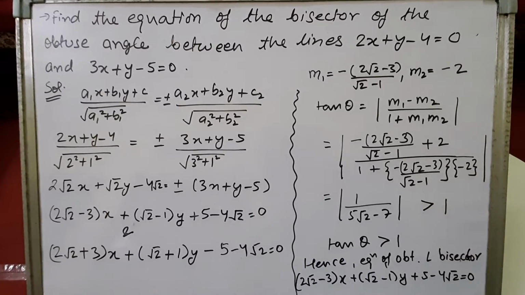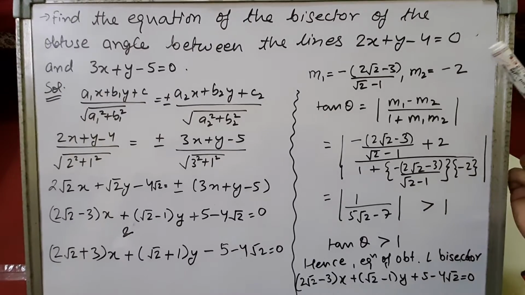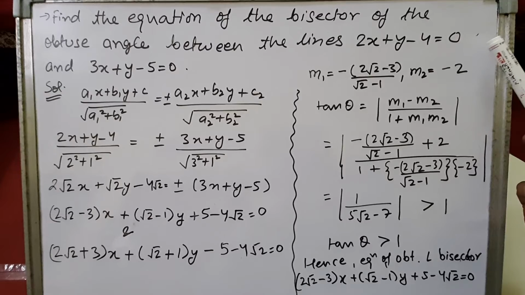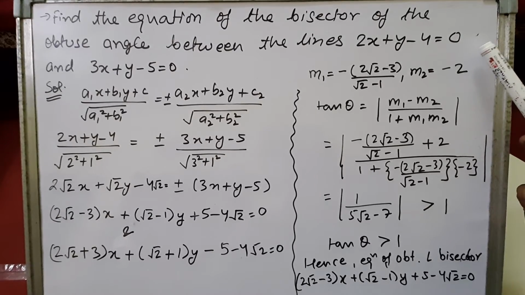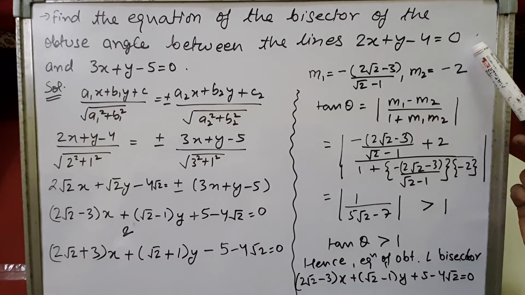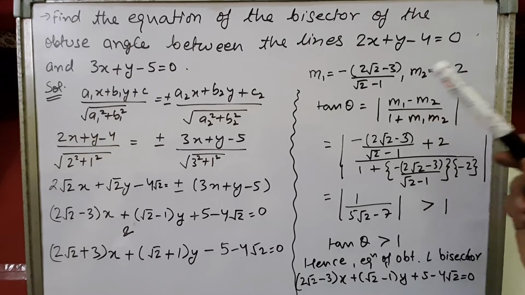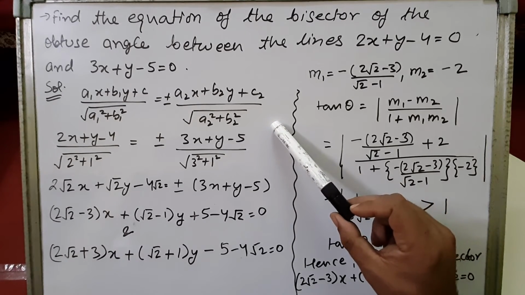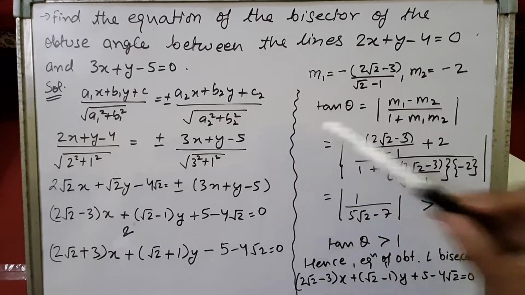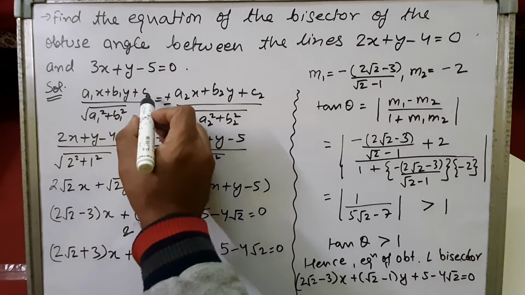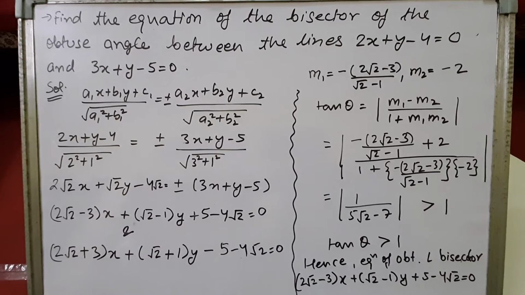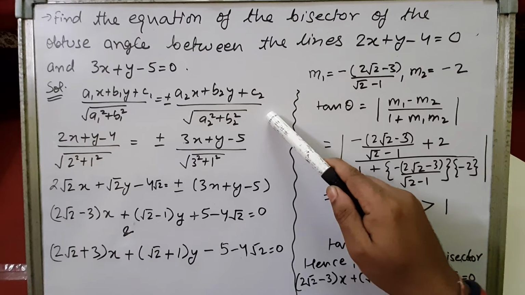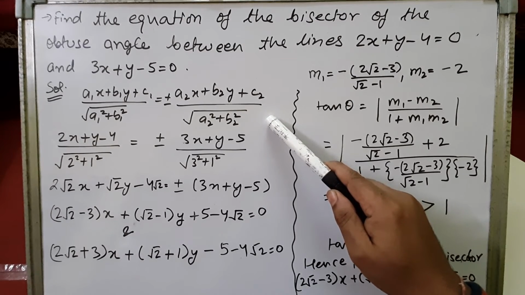Okay, let's see this sum, children. Find the equation of the bisector of the obtuse angle between the lines 2x plus y minus 4 equals 0 and 3x plus y minus 5 equals 0. We know the general equation of the angle bisector: (a1x plus b1y plus c1) upon under root a1 square plus b1 square equals plus minus (a2x plus b2y plus c2) upon under root a2 square plus b2 square.